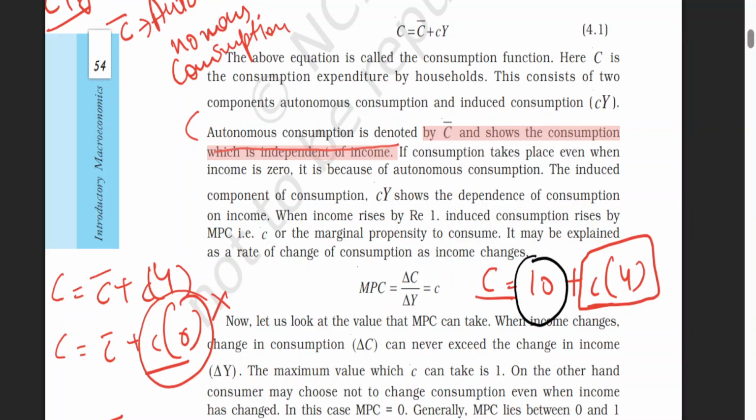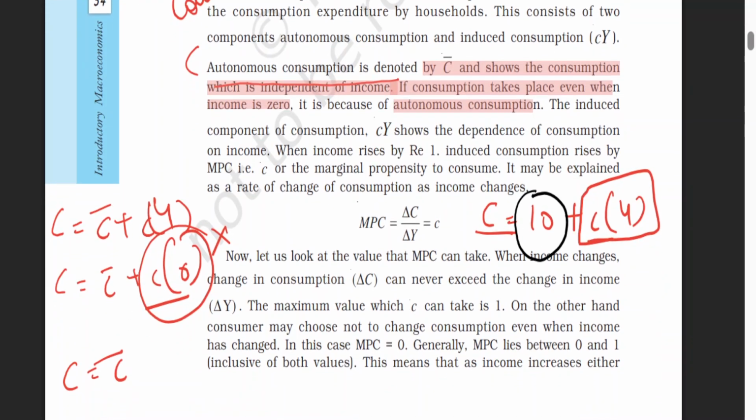So now, if consumption takes place even when income is zero, this is that consumption which takes place when your income is zero. That's why it is known as autonomous consumption. It is autonomous, it is not changing with respect to anything, right? Now let's come to the small c part.